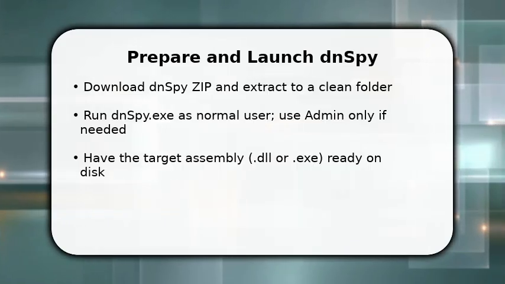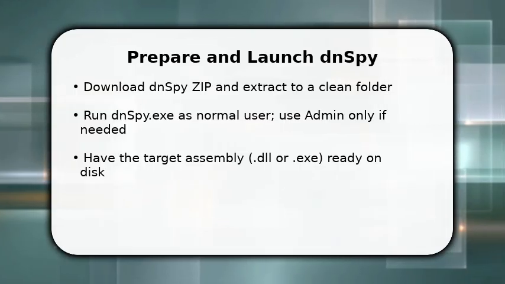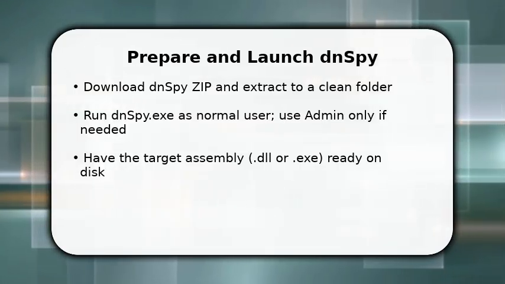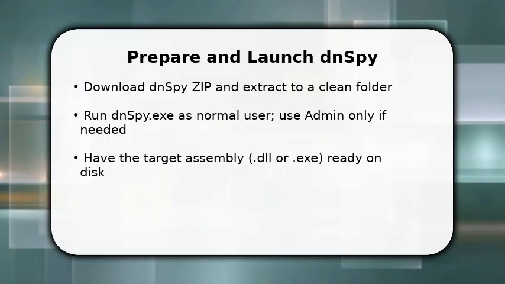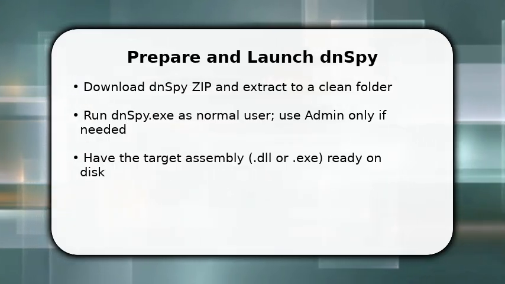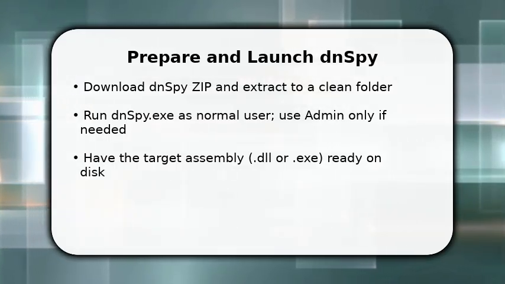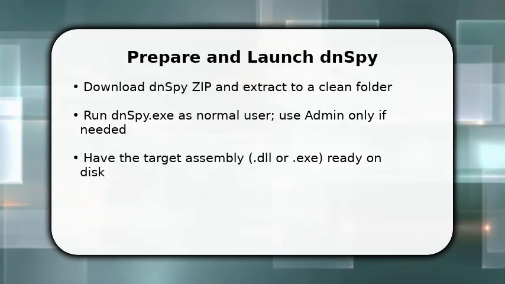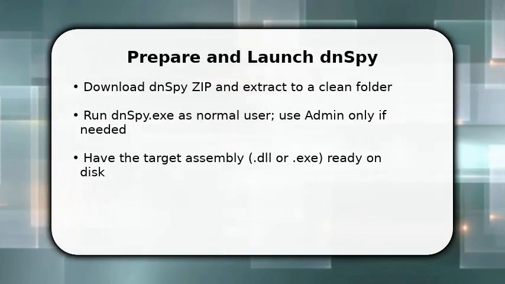You start by grabbing dnSpy and extracting it. There's no installer, so placement matters. Once done, double-click dnSpy.exe to open the UI. This loads the Assembly Explorer panel by default in most builds. If you don't see it, use the View menu to toggle panels.